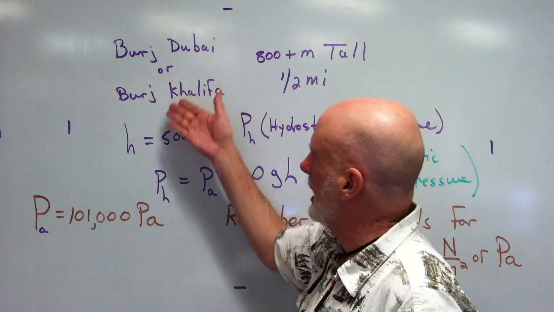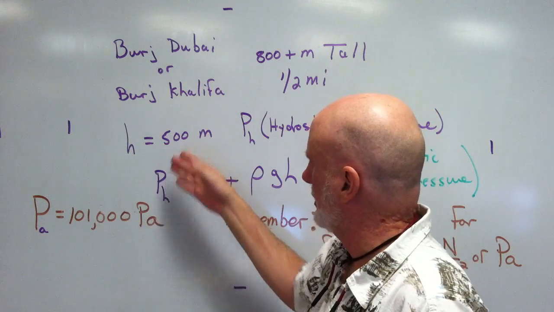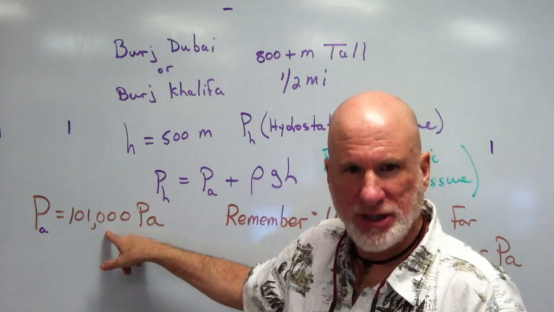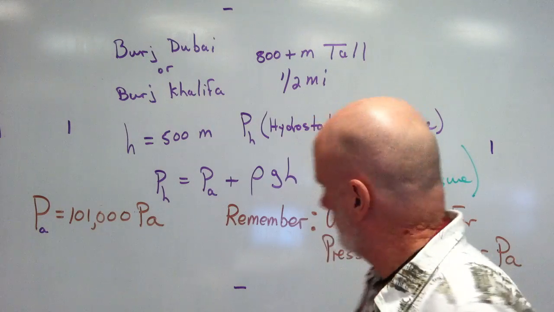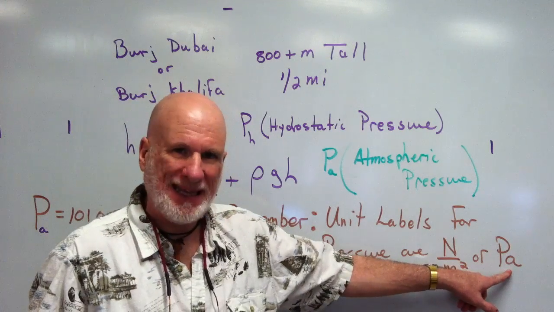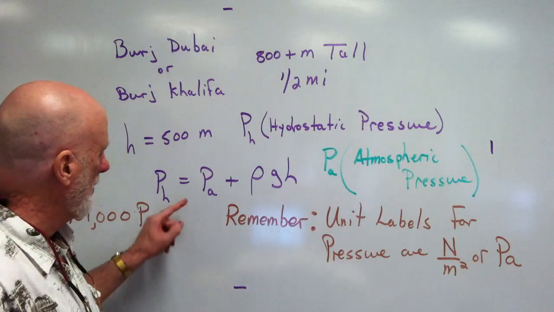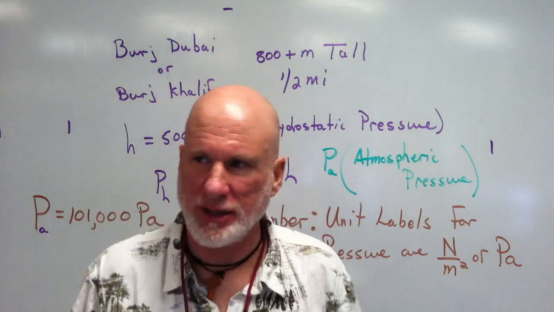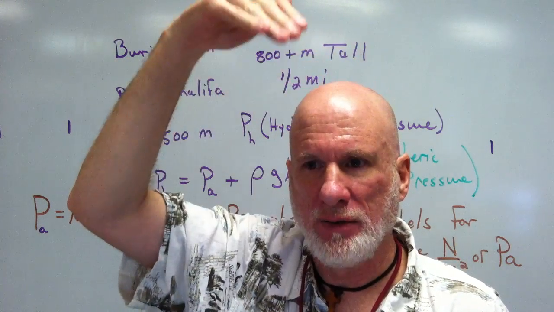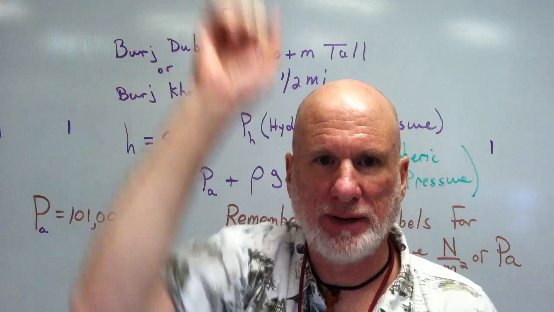So, Burj Dubai or Burj Khalifa, 800 meters tall, but we only care about 500 meters. That's the equation. That's the atmospheric pressure, the air pressure. These are the unit labels for pressure. Don't confuse that PA with P sub A. And I want you to solve for the hydrostatic pressure to get water down that's on water to force it up 500 meters up a building.